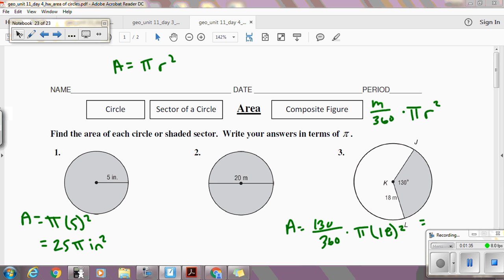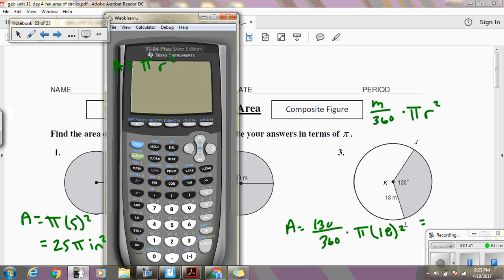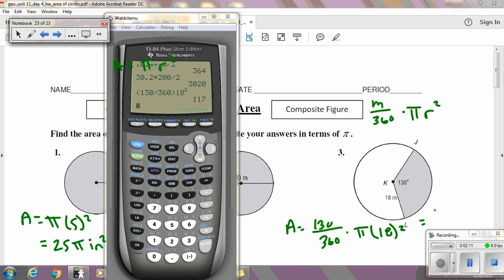Now, when you grab your calculator, again, you're going to ignore pi, but multiply everything else. So I would put 130 over 360 in parentheses, or use alpha y equals, doesn't matter. And then 18 squared. And then it'll calculate it correctly. So that's 117. And then again, just bring pi back in and label with your units. So meters squared.